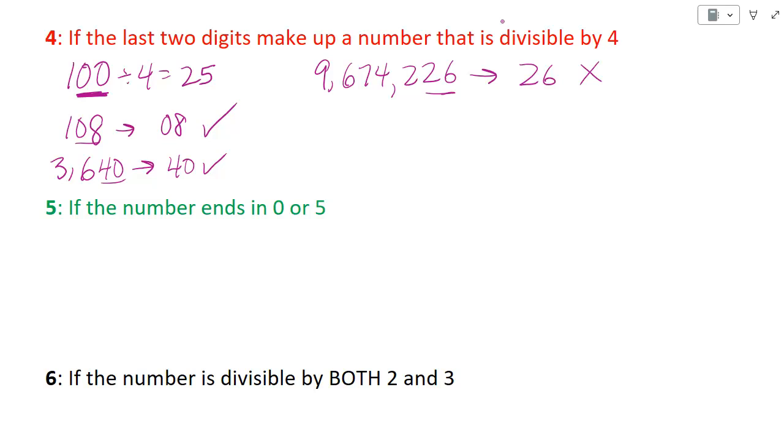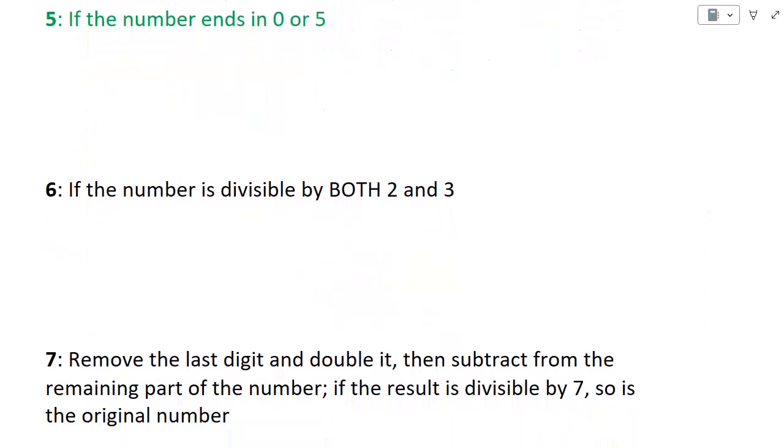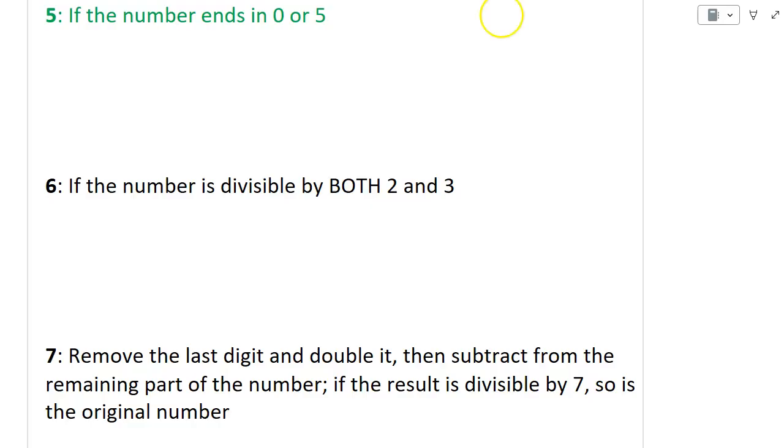Okay, scrolling down, number 5, you'll notice it's green just like 2 because it's got a similar rule. We're just looking at what the number ends in. So for 2, remember it was if the number ends in 0, 2, 4, 6, or 8, if it's even in other words. For 5, there are fewer digits that the number can end in. If the number ends in 0 or 5, then it is divisible by 5.